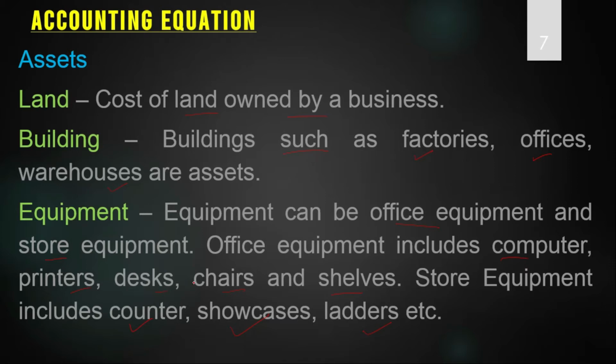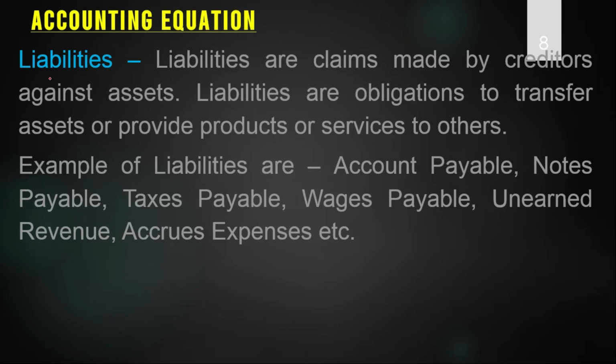a business organization. Now come to the second component of the accounting equation, that is liabilities. Liabilities are the claims made by the creditors against assets. So any amount that you have to pay in future that is due but you have not paid, and the creditors are claiming upon your assets, is the liabilities. Liabilities are the obligations to transfer the assets or provide products or services to the customers. So if you have received any amount in advance from the customer, you have to provide products or goods to the customer. So until you provide goods or services to the customers, this will be your liability because you have received money from him.